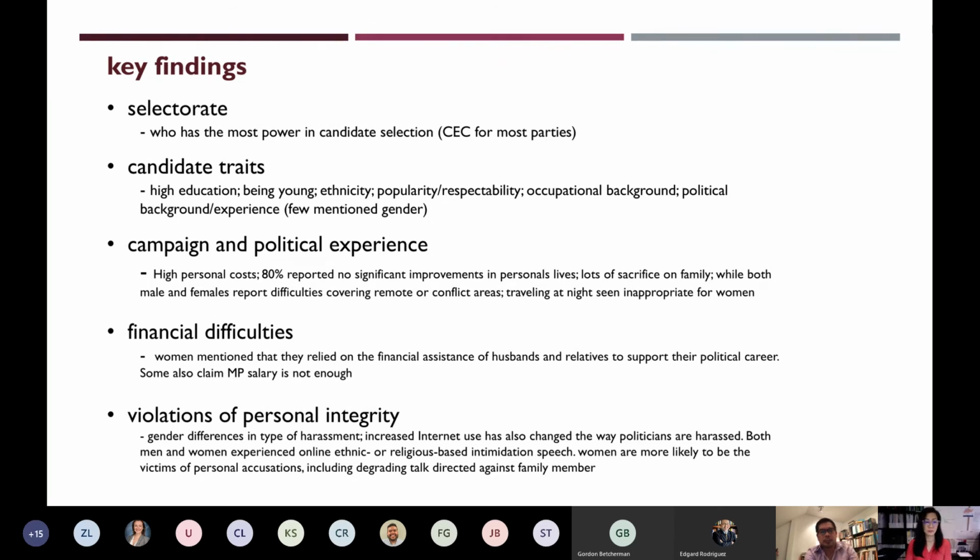What is most important, which came later in our interviews, is that we found violations of personal integrity while the candidates are rallying differ. There are different types of harassment that they experience. Some experience violence and destruction to their offices. Some mention more online harassment. Both men and women experience online ethnic and religious-based intimidation. But women are more likely to be victims of personal accusations about their image, their personal lives, and their family members.